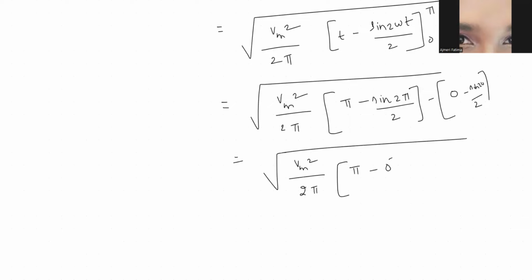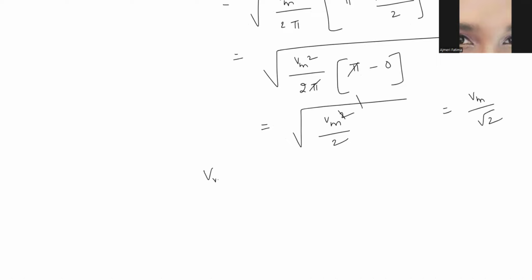So you will get under root Vm square by 2, this pi gets cancelled. So this root and this square get cancelled. You get Vm by root 2. So what did you get? VRMS is equal to Vm by root 2. So we have found the average value, we also found the RMS value. Now the next step is to find efficiency. So what is the formula for efficiency?